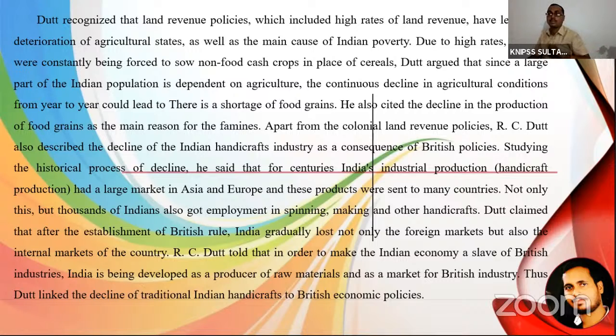R.C. Datta said that in order to make the Indian economy a slave of British industries, India was being developed as a producer of raw materials and as a market for British industries. Thus, Datta linked the decline of the traditional Indian handicraft to British economic policy. This was the comment given by R.C. Datta.